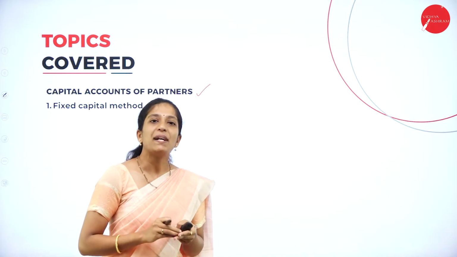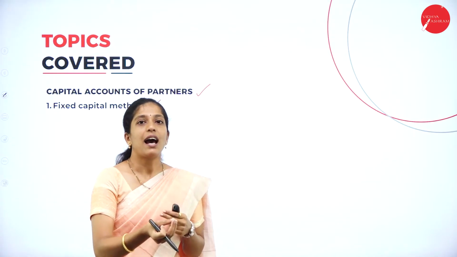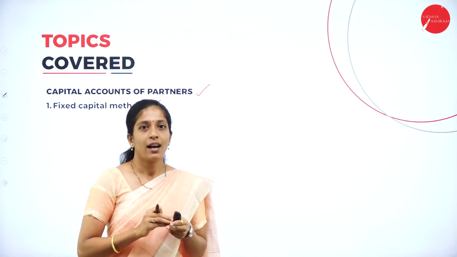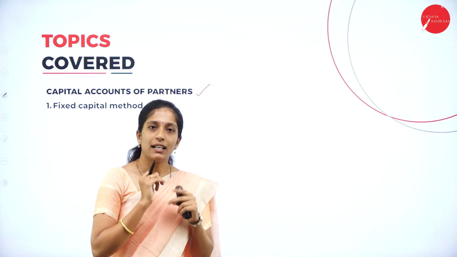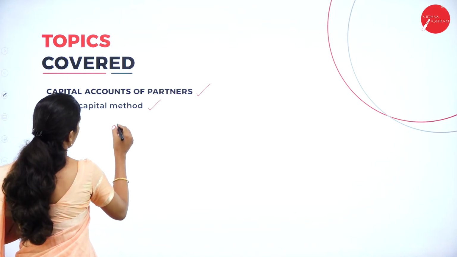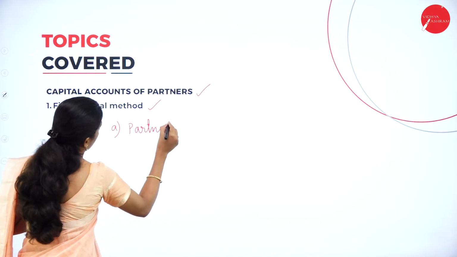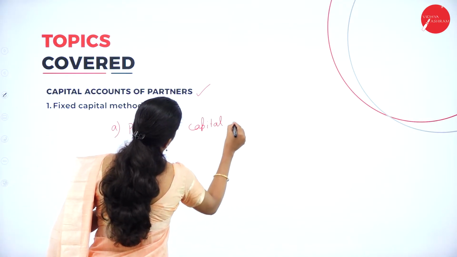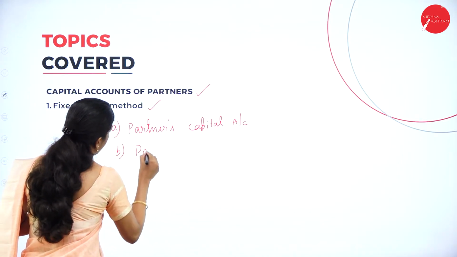Here the capital of the partner remains fixed, unless the partner has introduced any additional capital or withdrawn an amount from the capital. Other than that, the capital of the partner remains fixed. Here we are going to maintain two accounts, that is partners capital account and partners current account.